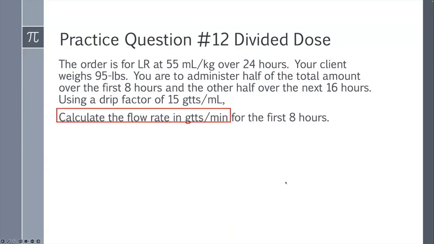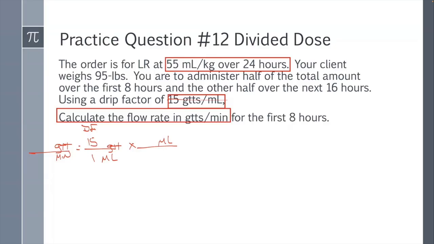So what they're asking us for is to calculate the flow rate. It seems like a lot of information, but we always start with exactly what we're looking for, which is going to be drops per minute. Finish my setup with drops. Okay, so in this problem, it tells me my drip factor, the size of the tubing that I have, they are 15 drops for every 1 milliliter. I need drops per minute. What's the milliliters I need to move up? Okay, and in this problem, I've already used these 15 drops per 1 milliliter. So I'm going to move up to these 55 milliliters.